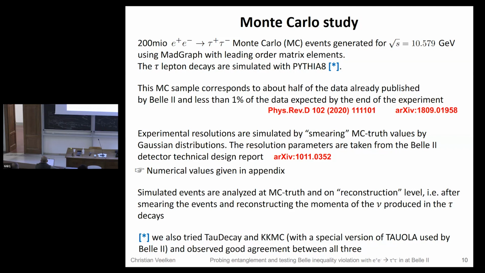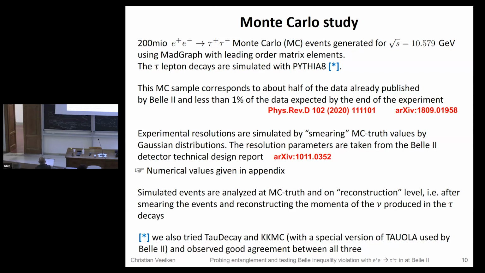And like I said, this is half the sample that Belle II has already on tape, and is less than 1% of what the experiment planned to take until the end of their operation. The experimental resolutions are simulated in our study by randomly varying the Monte Carlo truth values within the resolutions that we took from the technical design report of the Belle II detector. And they're given in the appendix for reference. They're taken from this paper.